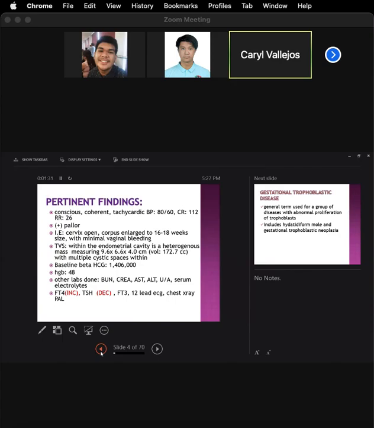On internal examination, the cervix was open, the corpus was enlarged to 16 to 18 week size with minimal vaginal bleeding. Transvaginal ultrasound reveals an endometrial cavity containing a heterogeneous mass measuring 9 by 6 by 4 centimeters with multiple cystic spaces. The baseline beta hCG was 1.4 million and the hemoglobin was 48. Other laboratories done were as follows. In the thyroid profile, the FT4 was increased, the TSH was decreased, and the rest were unremarkable.